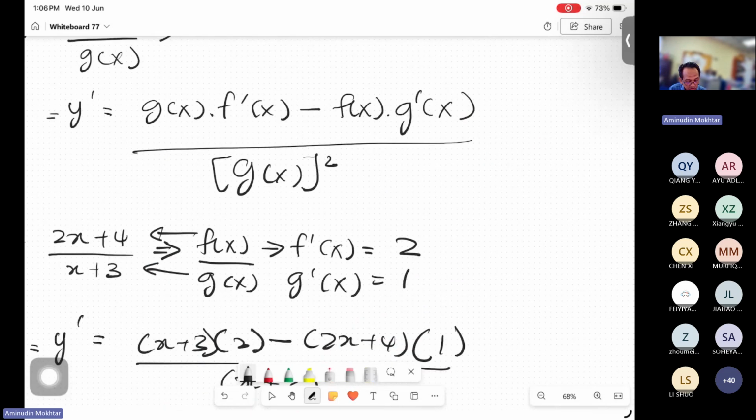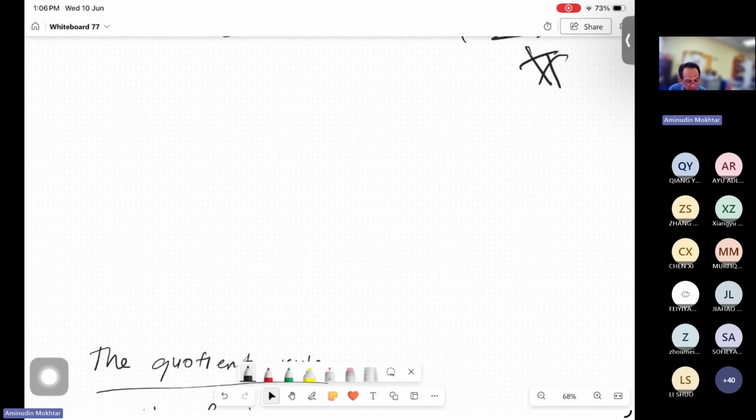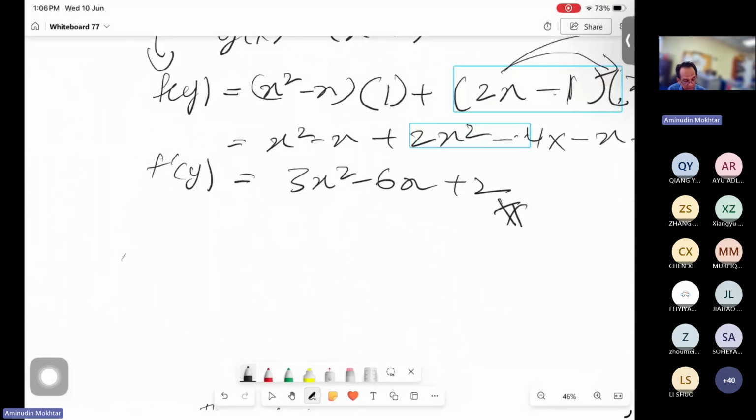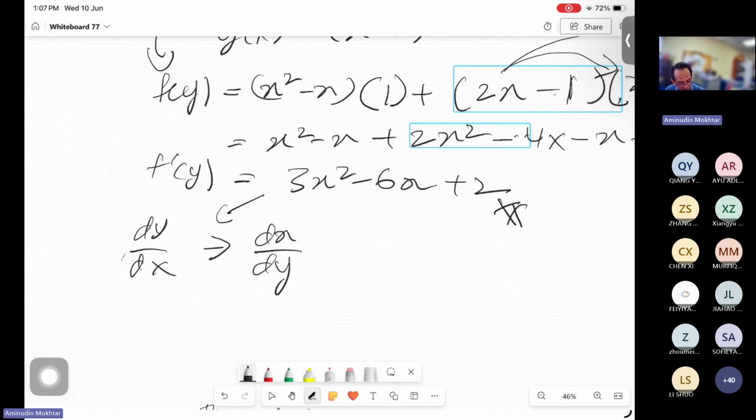And then also, if you refer to this previous example, let's say this is dy/dx. The inverse, dx/dy, equals 1 over 3x squared minus 6x plus 2, and so on. That's the relationship between dy/dx and dx/dy, the inverse function.